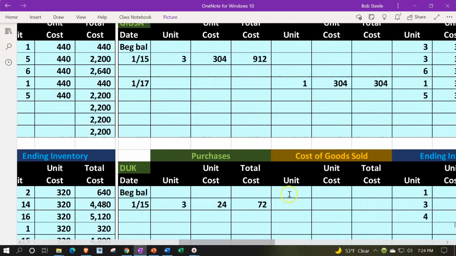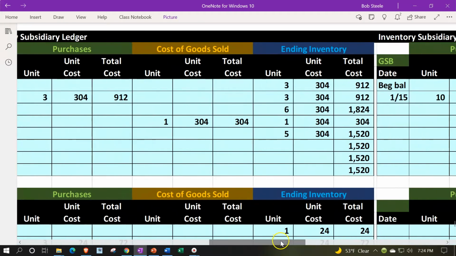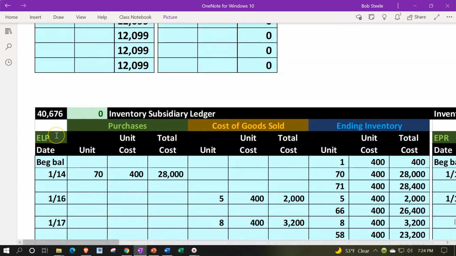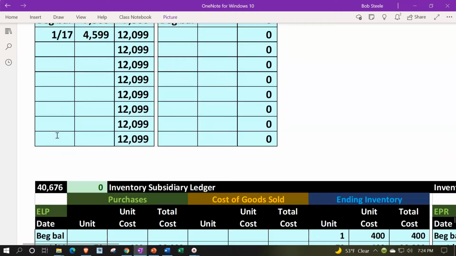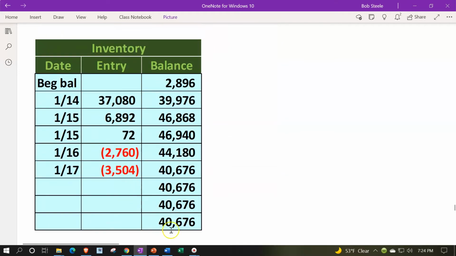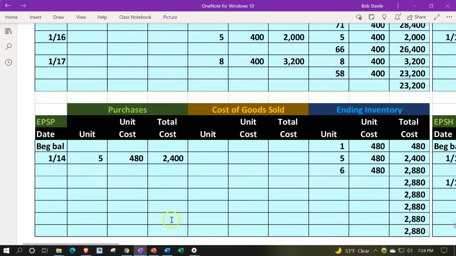Here's one we sold here was a GI USA, one of them at 304. We had 6 minus 1. We have 5 left at the 304. If we add the ending balances all together, then we're going to come up to that 40,676, which should tie out to our ending balance in the general ledger, 40,676 in the GL as well.